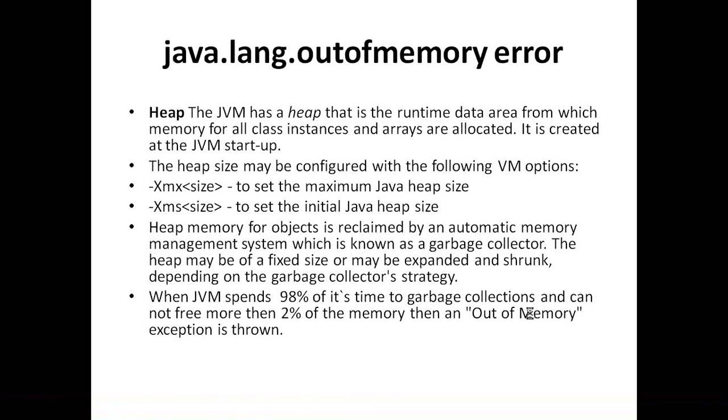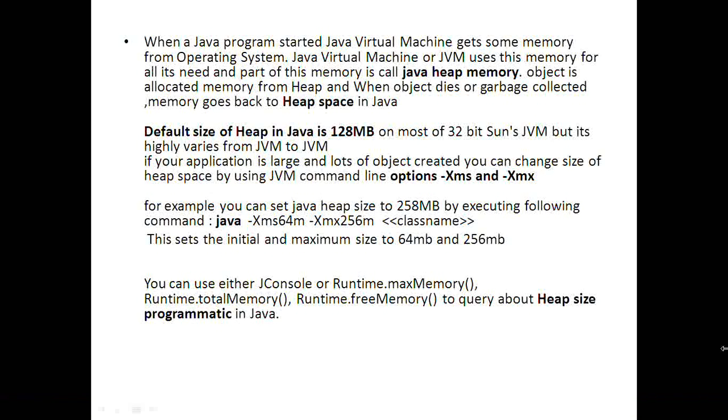So we can always configure the size of a JVM heap. At runtime also, we can do this. As you see, whenever JVM spends 98% of its time in garbage collection and not more than 2% of its memory is free, then an out of memory exception is thrown. This is just a research analysis. So we see that the default size of a heap in Java is 128 MB, though it varies from JVM to JVM.